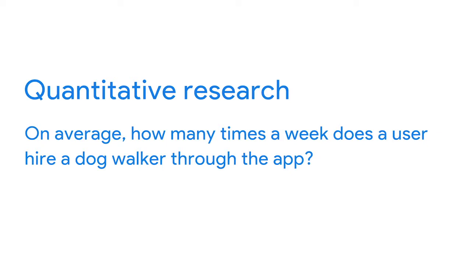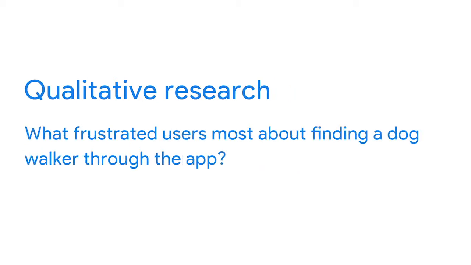The first research question, on average, how many times a week does a user hire a dog walker through the app? Will give you quantitative numerical data. The second research question, what frustrated users most about finding a dog walker through the app? Will give you qualitative information. Both of these questions are important to consider for your design, and they focus on different parts of the user experience. All right, do you feel you can write a project background, research goals, and research questions?